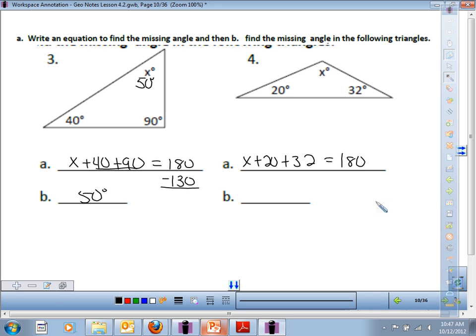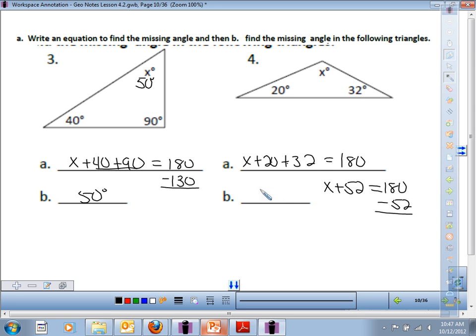I just want to show you that for here in a second. So then what we would do is we take 20 plus 32, that's 52, so we'd have x plus 52 equals 180. Well, all we have to do is subtract that 52. So you're saying, well, Mr. Jared, can't I just take 20 plus 32, 52, and subtract it from 180 already?